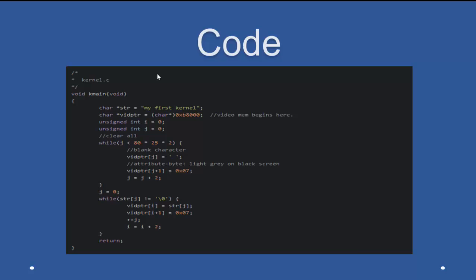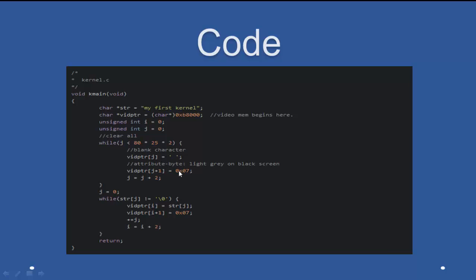Back to the code. So we have our char star pointer, "my first kernel." That's what it's going to display. And this video pointer is the pointer to the address of where the video memory begins. And we can just do pointer math to get to the right area that we want to go to. And so, first of all, we're going to clear everything that's on the screen. And this is what does it. So 80 times 25 times 2, that's the number of bytes that we do. And then we're basically going to systematically go through these bytes. And we're going to place a space or an empty space there.